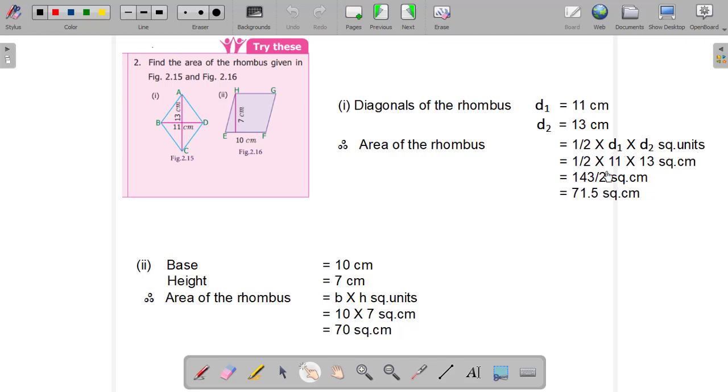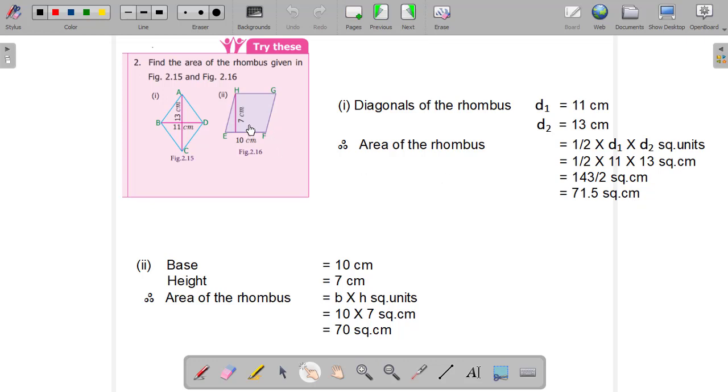Therefore half into, what is D1 here? 11. What is D2 here? 13. So half into 11 into 13 square centimeter. If we multiply the numbers in the numerator, we will have 143. Then in denominator we are having 2. If we divide, we will have 71.5 square centimeter.